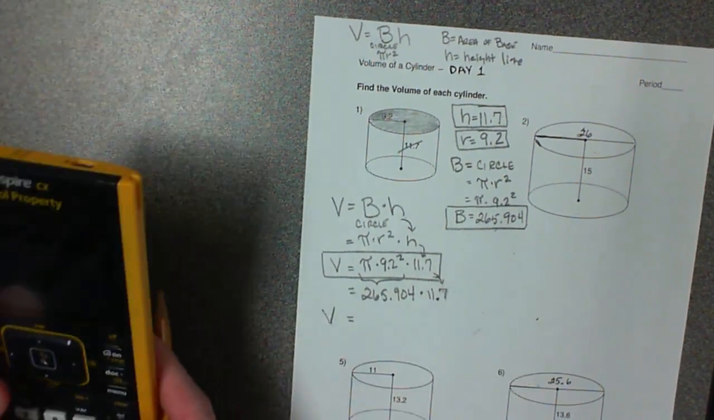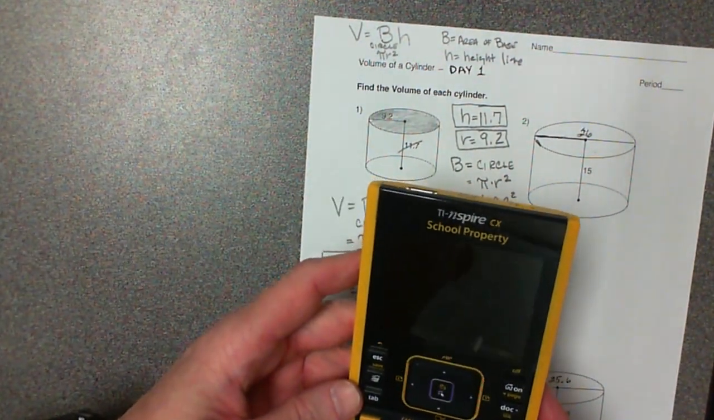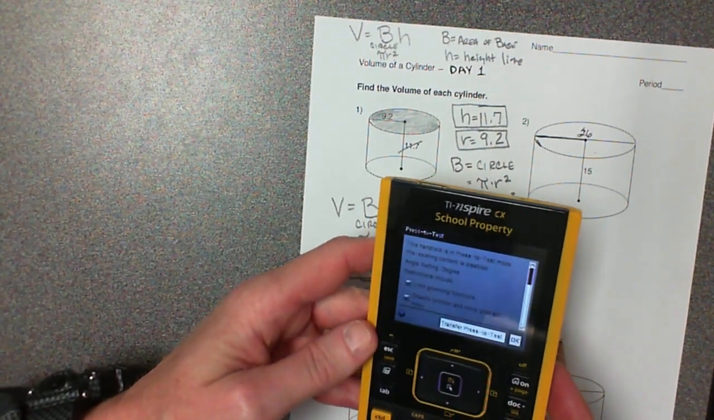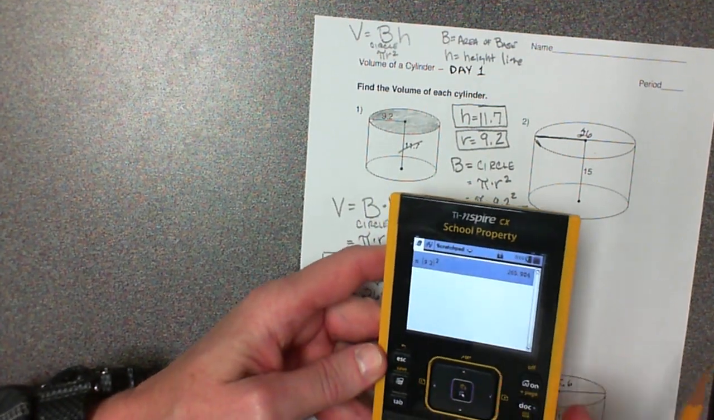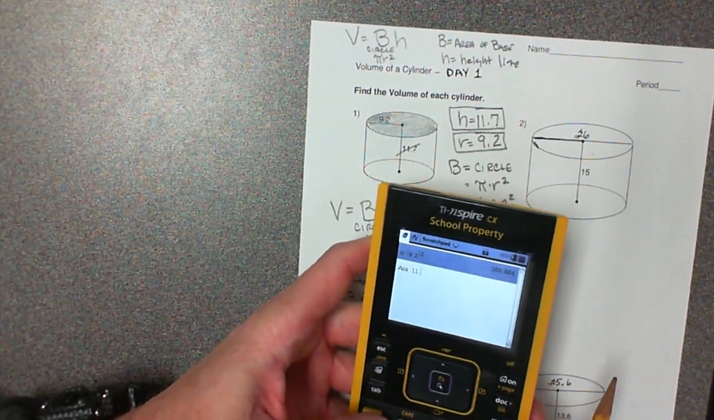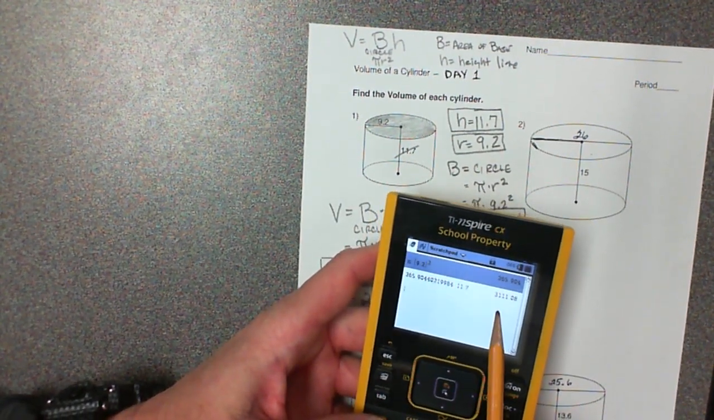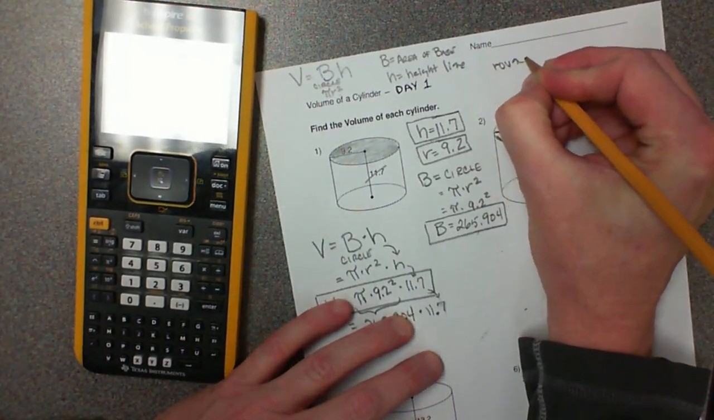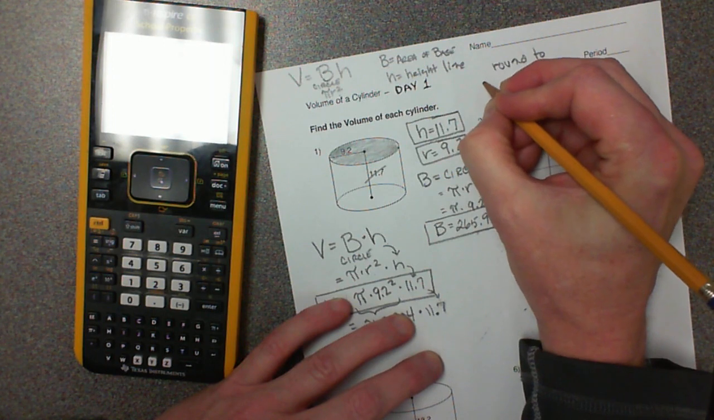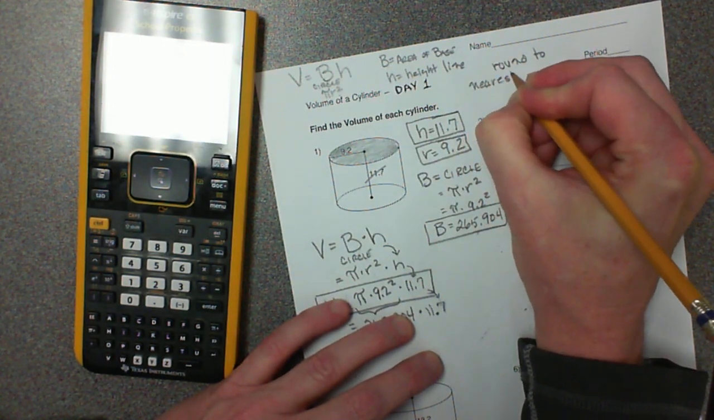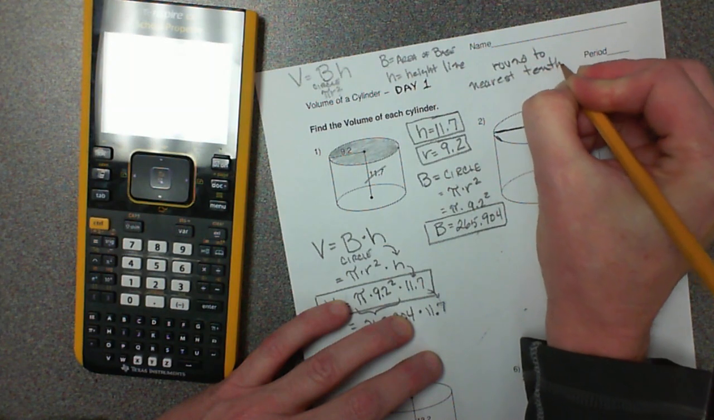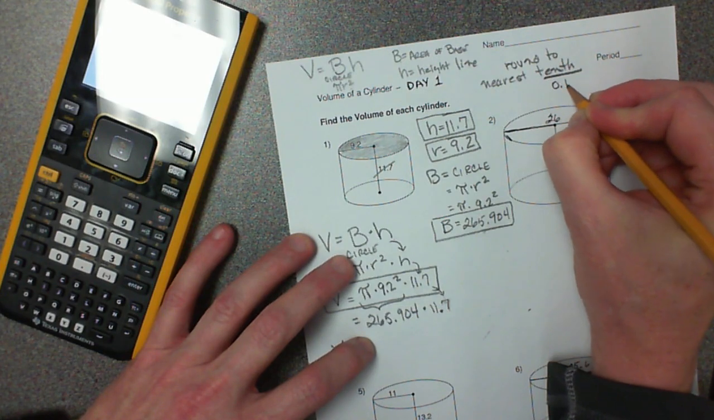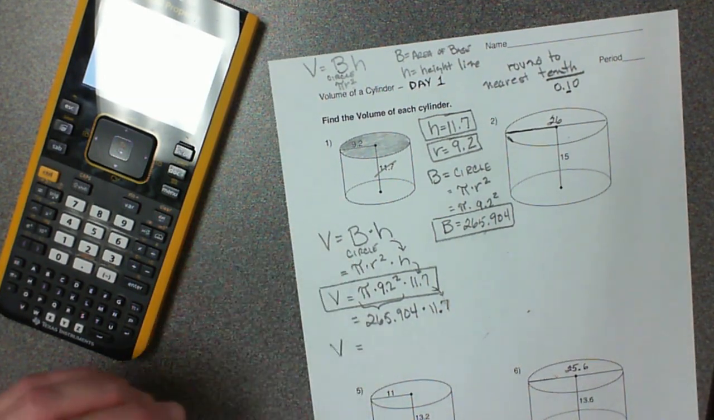So volume is simply, you're going to take the 265, take your answer there and just multiply it times the height line, in this case 11.7. For these here, I want you to round to the nearest tenth. And underneath tenth, I want you to put 0.10 and underline that one.